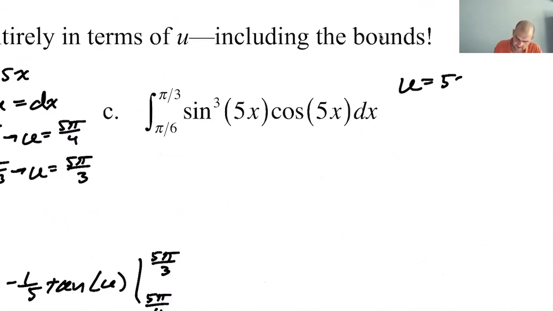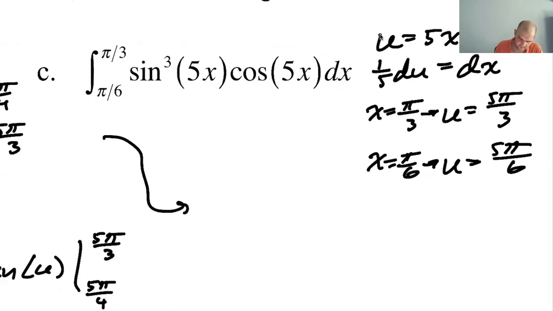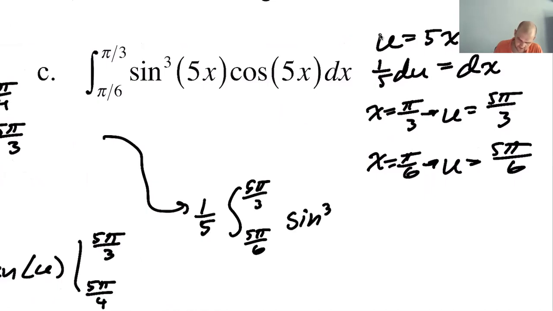So u is equal to 5x, 1/5 du is dx. If x is pi over 3, u is 5 pi over 3. If x is pi over 6, then u is 5 pi over 6. Great. So this is going to become 1/5 the integral from 5 pi over 6 to 5 pi over 3 of sine cubed of u cosine of u du.